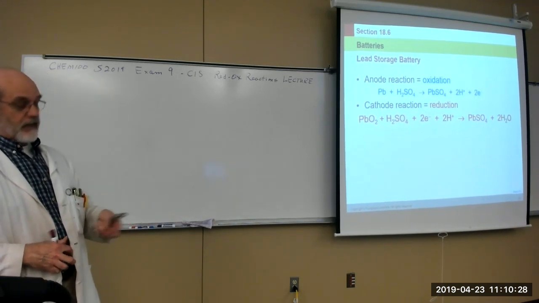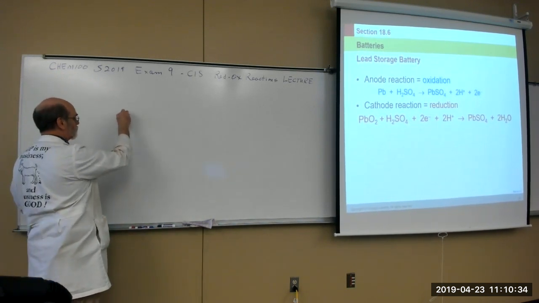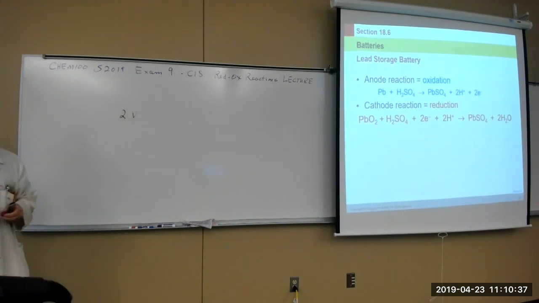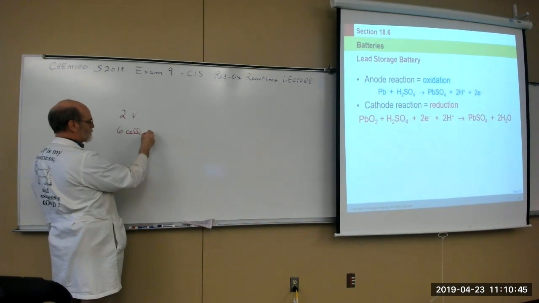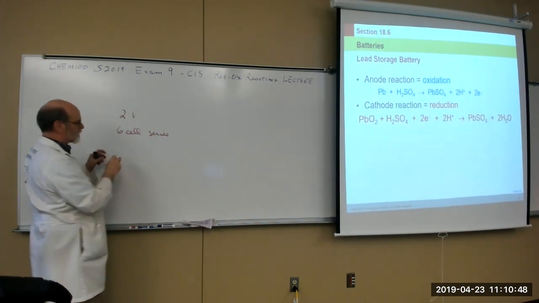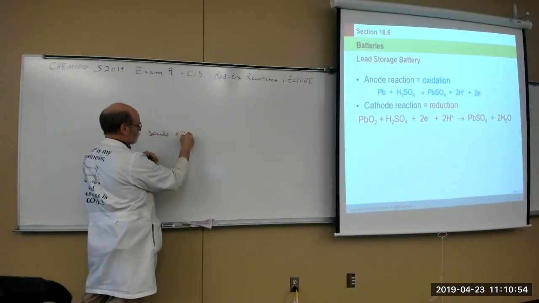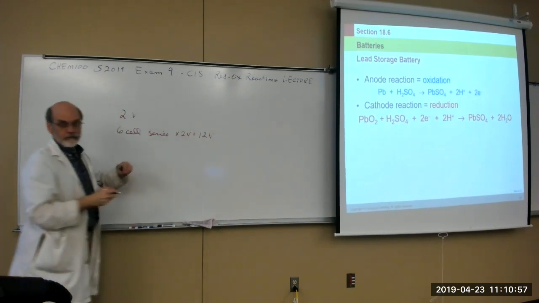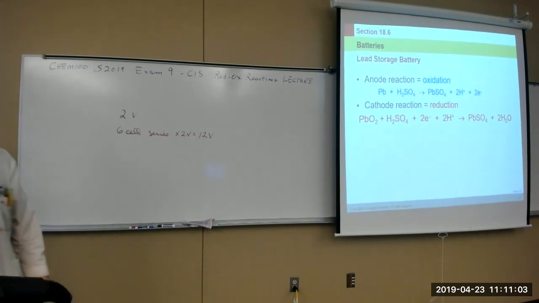The other thing is, it produces a very high voltage for each cell. You get 2 volts. So that's why most batteries for cars are 6 cells in series. When you put 6 cells in series, you add up to 12 volts. That's why your battery is a 12-volt battery. I think some trucks and tractors might have 24 volts. I've even heard of 48-volt batteries.